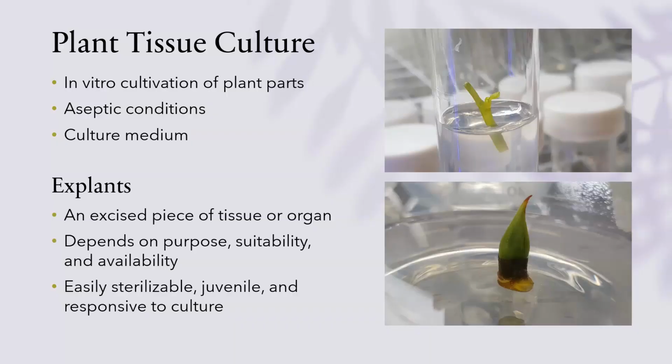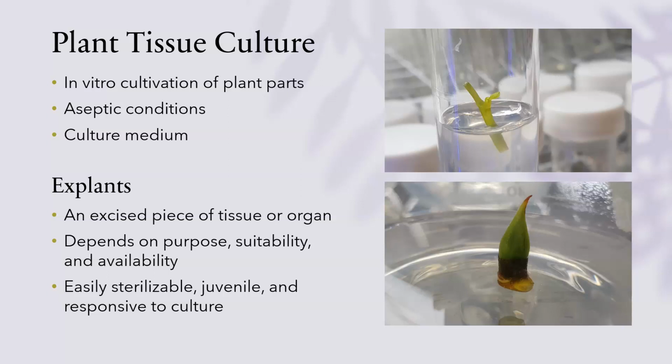Plant tissue culture broadly refers to the in vitro cultivation of all plant parts under aseptic conditions on a nutrient culture medium of known composition. The excised piece of tissue or organ obtained from a plant to be cultured is called an explant.